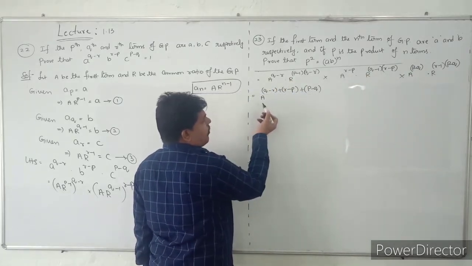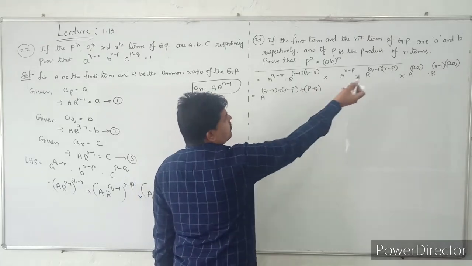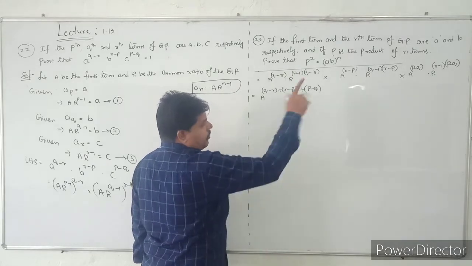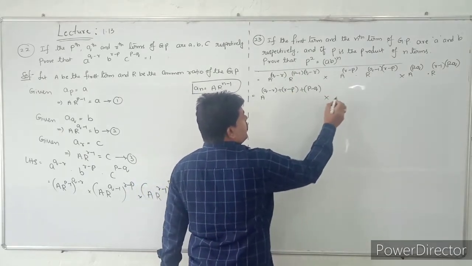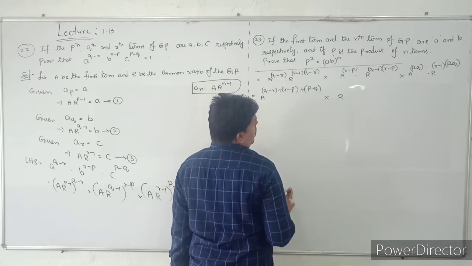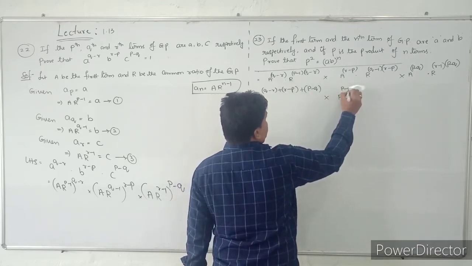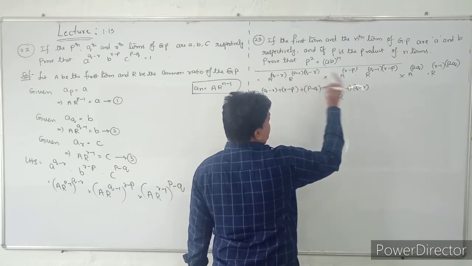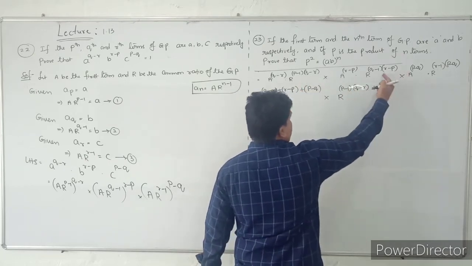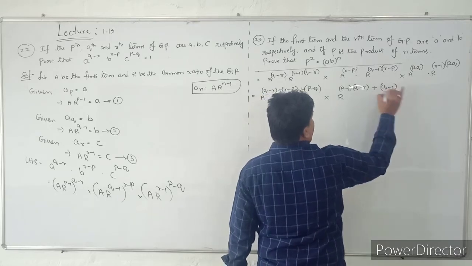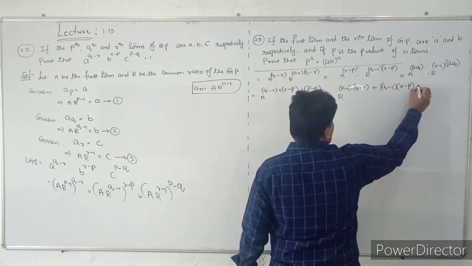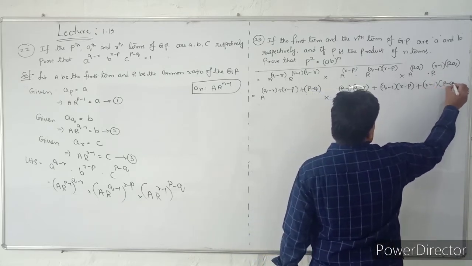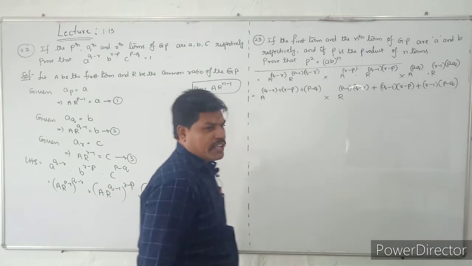So you can take it as a power q minus r plus r minus p plus p minus q. Similarly, you can take r powers also. What are the r powers? p minus 1 into q minus r, plus q minus 1 into r minus p, plus r minus 1 into p minus q. So just take the powers.